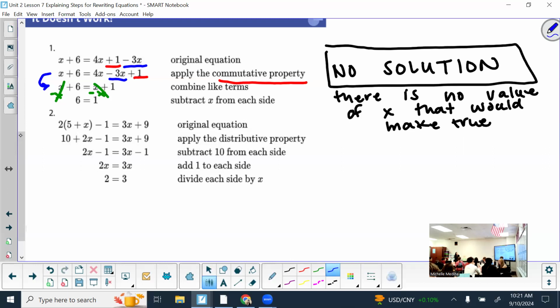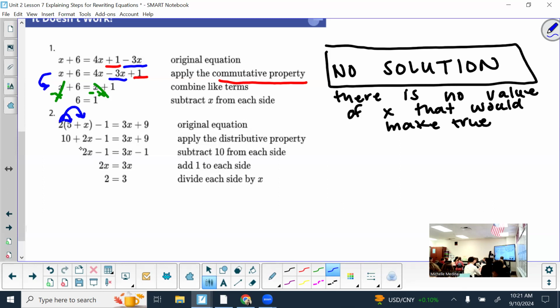So let's see, in order to see if there is a mistake, hopefully you know how to solve yourself. Did they distribute correctly? Yes, usually that can be where a mistake is made. You have to take that outside number, multiply it by both of the inside numbers. And 2 times 5 is 10, 2 times x is 2x. That's not where the mistake was made.